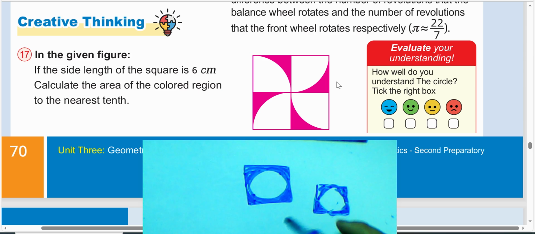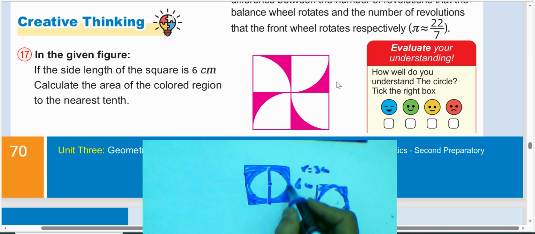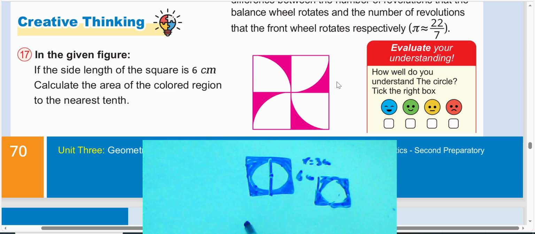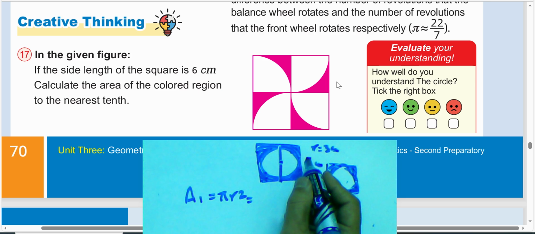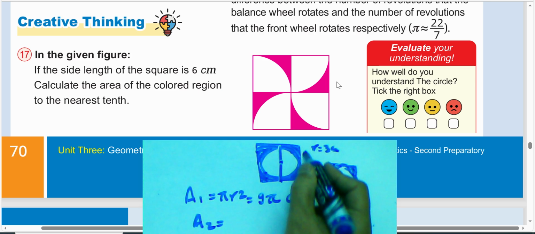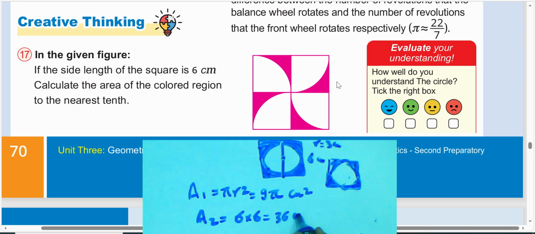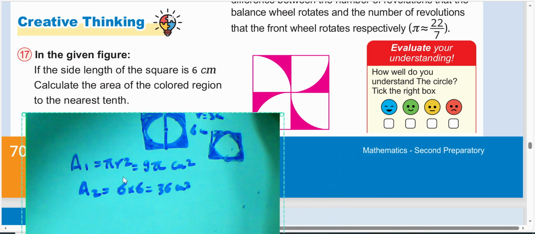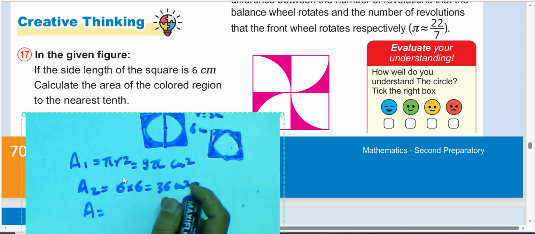He gives me the side length of the square, 6 centimeters. Then the radius will be 3 centimeters, because the diameter of the circle is the side length of the square. Then to find area 1, the area of the circle is πr², the radius was 3, 3 power 2 is 9, so 9π square centimeters. And area 2, the area of the square, is 6 by 6, side by side. 6 times 6 is 36 square centimeters. Then you want to find the area of the colored part. The area of the colored part is the difference between 36 and 9π.